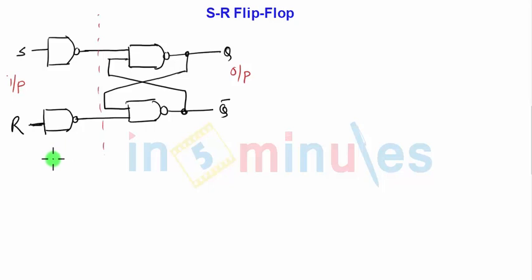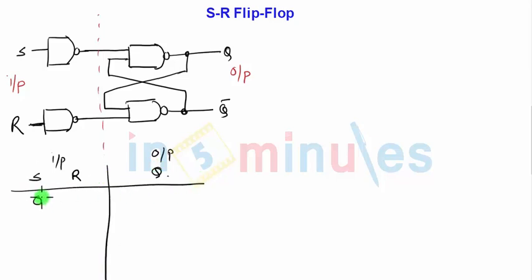As we all know, there are two inputs, so you'll see input combinations and how the output changes as the input is varied. So there are two inputs, S and R, and output Q. So there will be definitely four combinations: 0 0, 0 1, 1 0 and 1 1. We will see one by one.